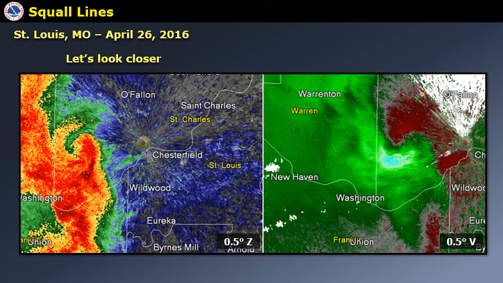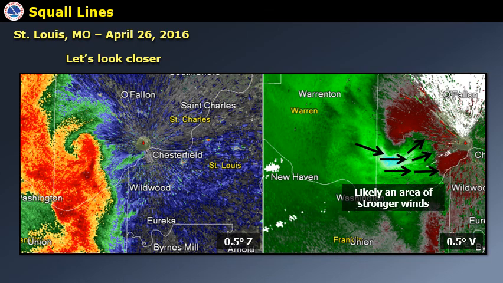Now let's take an even closer look at the radar signature. If we annotate the imagery, we highlight the area of enhanced strong winds moving toward the radar. Now, just north of this area of enhanced winds moving toward the radar, we note a region of airflow actually away from the radar, as indicated in the red or the warmer colors.